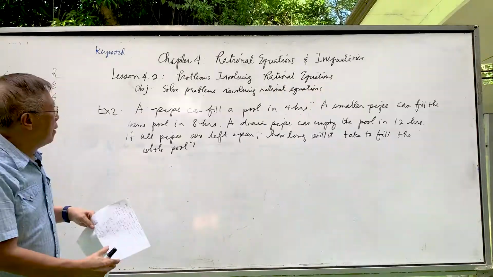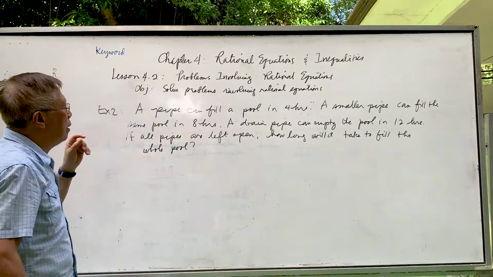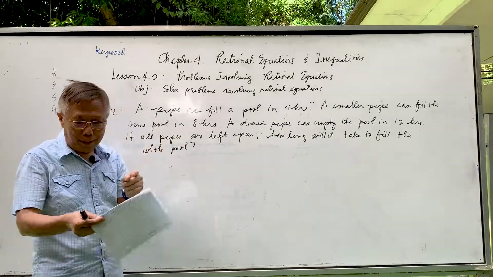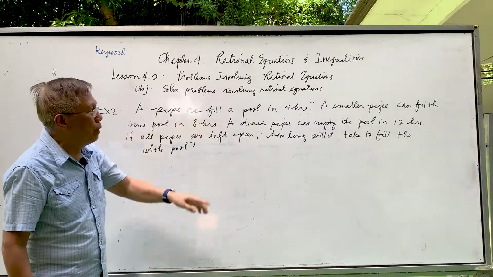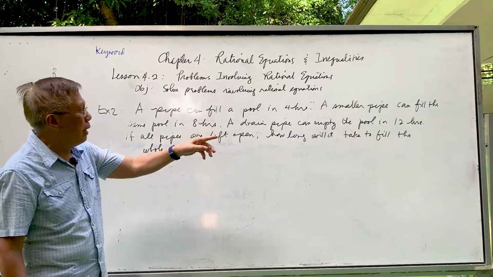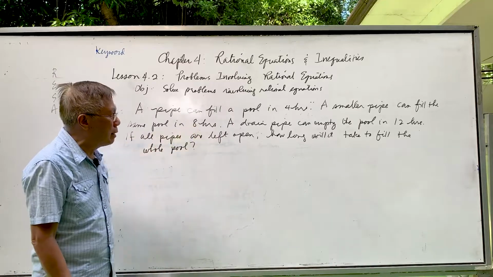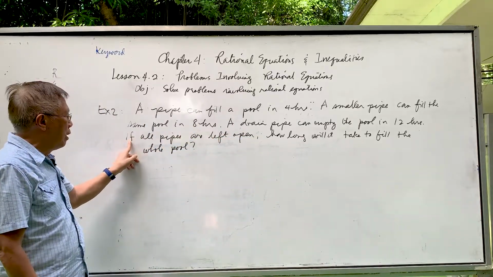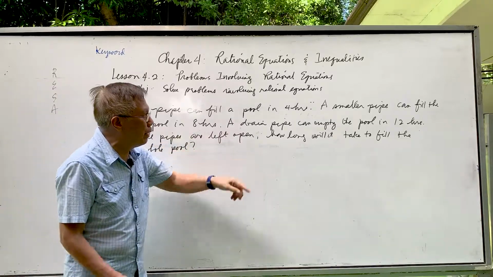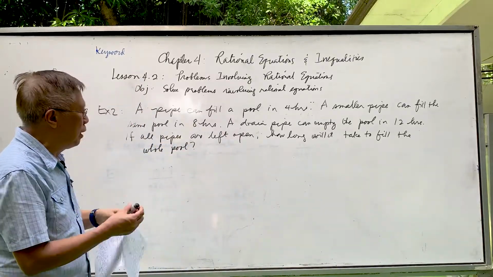Okay? For our next example, this problem involves work. Okay? A pipe can fill a pool in 4 hours. A smaller pipe can fill the same pool in 8 hours. While a drain pipe can empty the pool in 12 hours. If all pipes are left open, how long would it take to fill the pool?